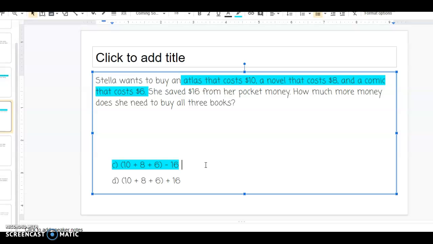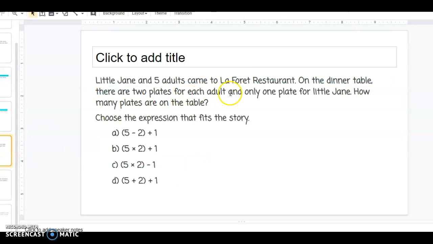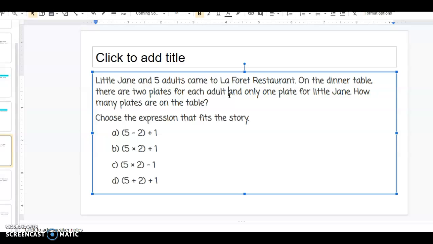So if you notice, again, I'm not asking you to solve any of these at this point. I just need you to be able to look at the word problem and then create the numerical expression from that. All right, next one you're going to do on your own. So it says little Jane and 5 adults came to La Forêt restaurant, a little French place apparently. On the dinner table, there are 2 plates for each adult and only 1 plate for little Jane. How many plates are on the table?